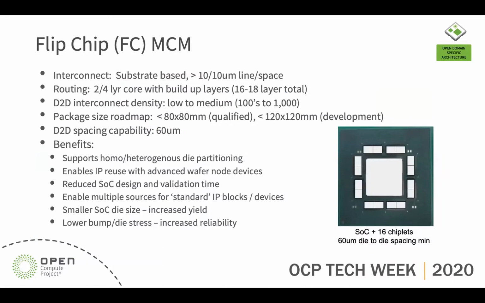So the first is flip chip MCM. So as I mentioned here, we're using substrate-based interconnect. So you're typically looking at greater than 10 micron line and space and interconnect distances that could be at least 2 or 3 millimeters. Generally, you're looking at core layers with build-up layers, so 16, 18 layer totals, and your die-to-die interconnect densities are in the hundreds to thousands.